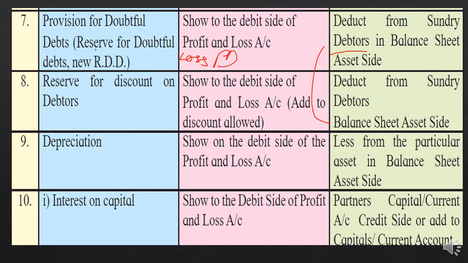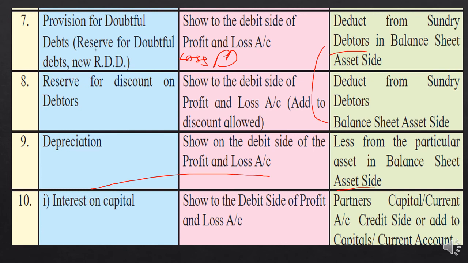So in that case, it will be a loss for you, because if your asset is decreasing, it's a loss for you. If your asset is increasing, it's a benefit for you. Depreciation, you already know, the asset gets decreased, so loss is there. So P&L account debit side will be shown, and it will be reduced from the respective asset on the asset side.